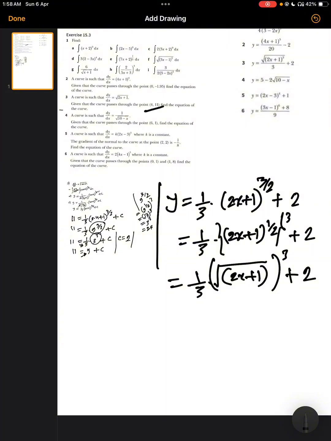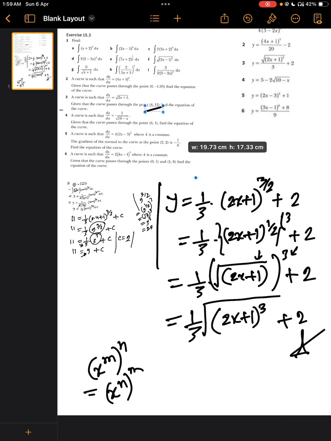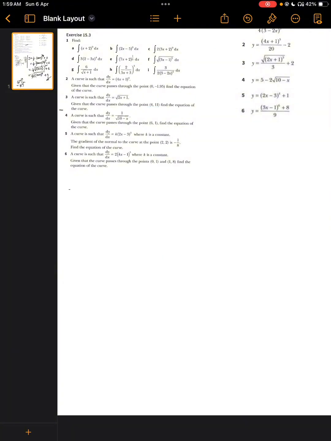Yeah, I can write it this way, there is no problem. At the same time, I can write it this way as well. So 2x plus 1 to the power 3, and the top value is square root. So I can shift this one and I can shift this one, because x to the power n to the power n is exactly equal to x to the power n to the power n. There is no problem. Plus 2. This is the answer. Question 3 done. Question 4.